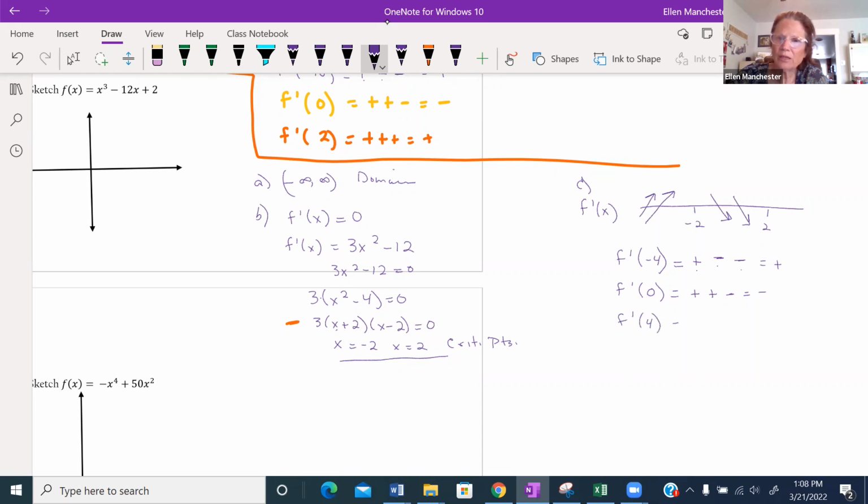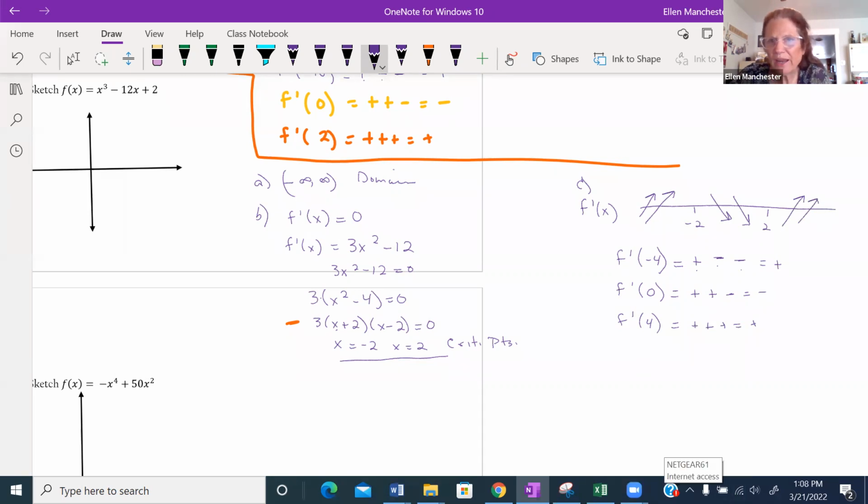And then I'm going to check in the third interval. So anything above 2. So the 3 is positive. 4 plus 2 is positive, and 4 minus 2 is positive. So this whole thing is positive. So this interval goes uphill.